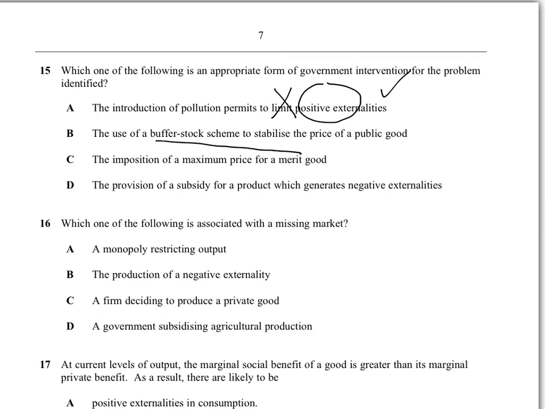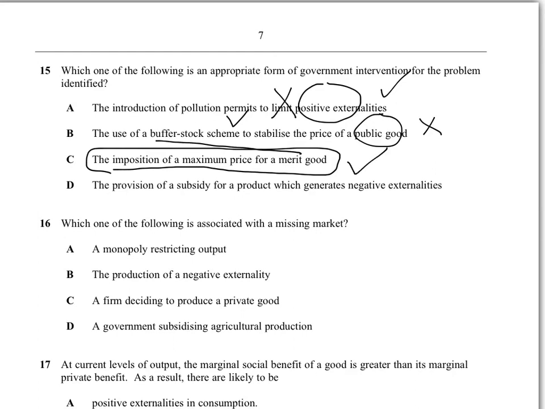We do use a buffer stock to stabilise, but it's irrelevant if it's a public good. A public good is provided like street lighting by the governments. They don't need stabilisation. Imposing a maximum price for a merit good. A maximum price is where we don't want prices to go too high. A merit good is something which gives positive externalities and benefits to consumers upon consumption. So we want to encourage people to have a merit good. So having a maximum price on there would work. So C is the correct answer.